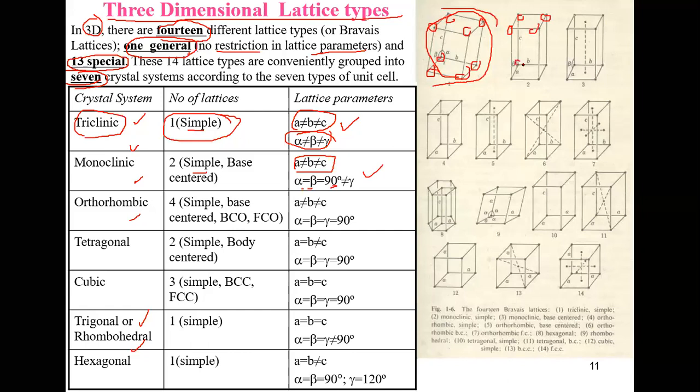Atoms are located at the corner. The conditions are A is not equal to B is not equal to C, but alpha equal to beta equal to 90 degrees and gamma is not equal. So this is simple. And then another, base-centered monoclinic, is there.